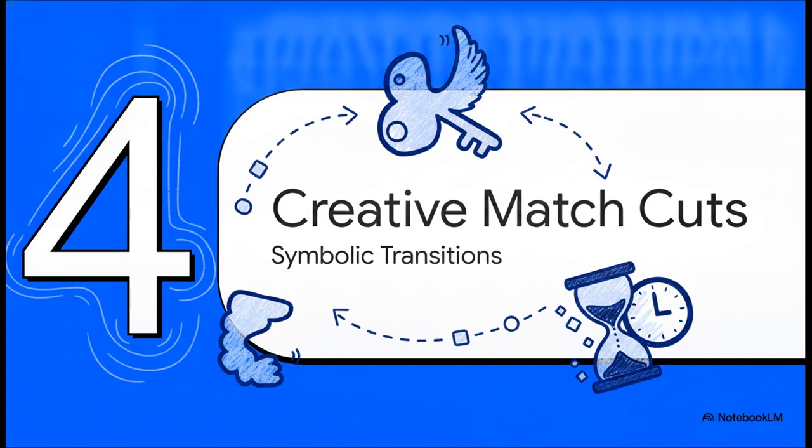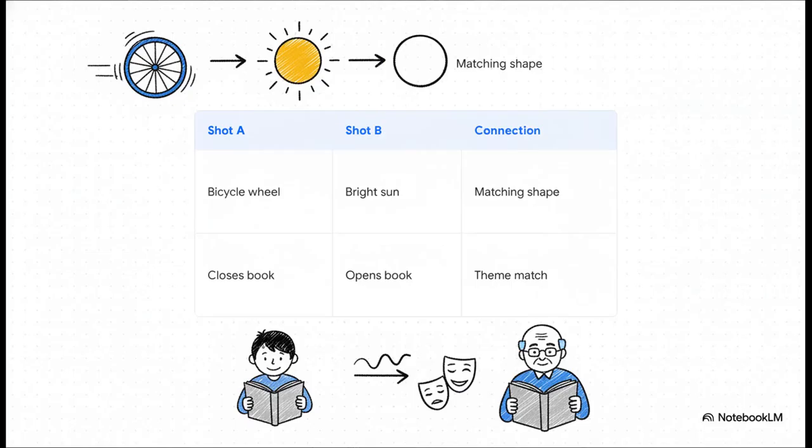Let's jump into Section 4, creative match cuts. Smooth and symbolic transitions. So unlike your standard invisible cut, a match cut uses visual or thematic similarities to bridge completely different scenes. It's highly stylized.